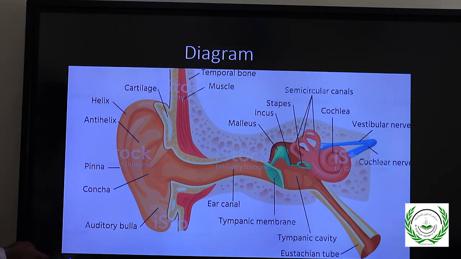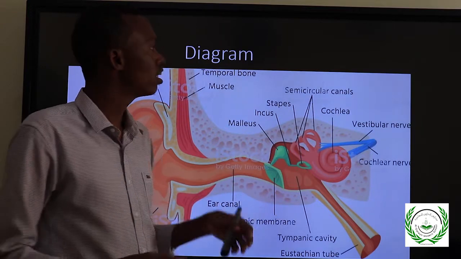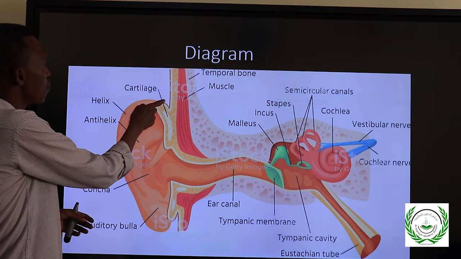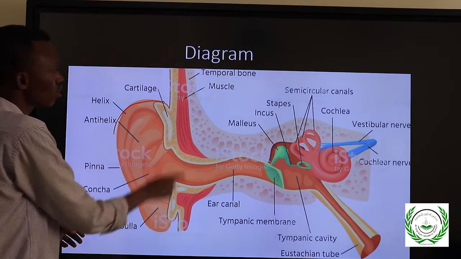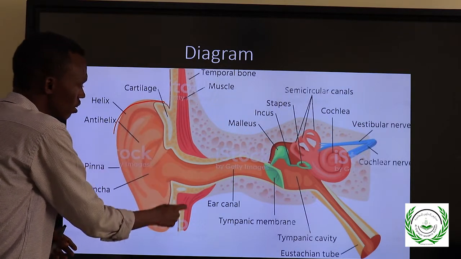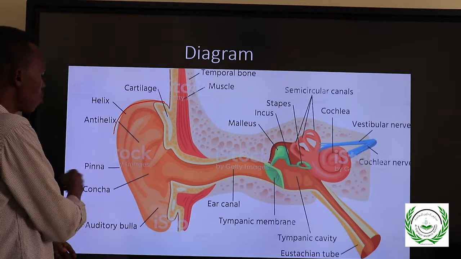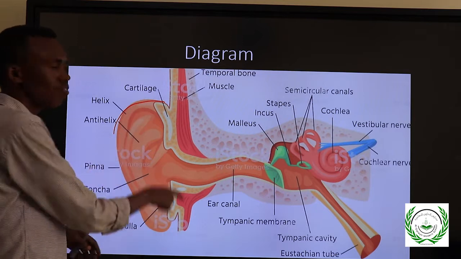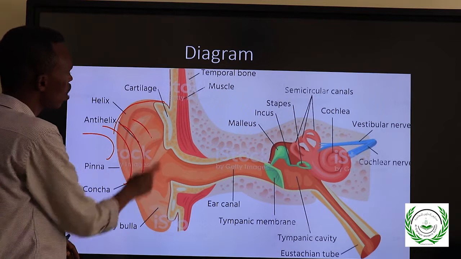So this diagram shows us the different parts of the ear that we have discussed so far in the previous slides. For example, here we have the pinna. This is called the pinna. This is the outside or outer part of our ear. This structure collects the sound waves.